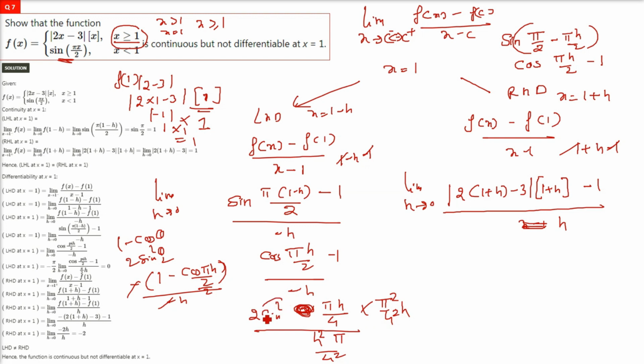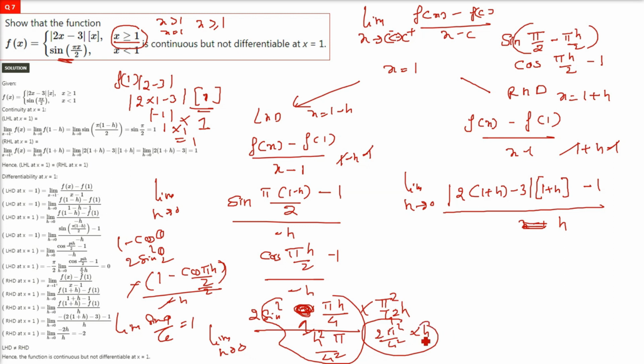Now this whole is going to be 1. Sine theta by theta is 1. So what do you get? Limit sine theta by theta equals 1. So this is going to be 1. And whatever is there, 2 into pi square by 4 square, or 2 into whatever constant is there, there is always an h here. When you apply the limit, whatever constant comes, limit h tends to 0 is 0. So this LHD has come as 0.